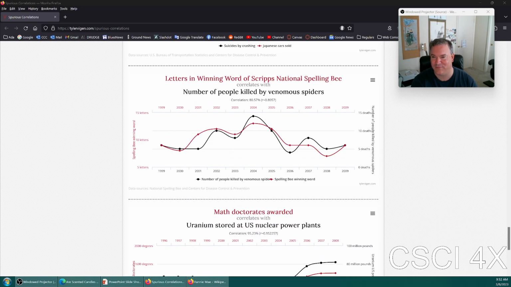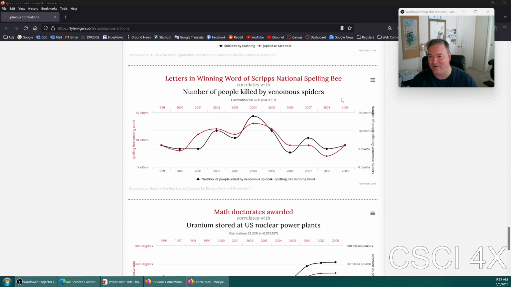Letters in the winning word of Scripps National Spelling Bee correlates with number of people killed by venomous spiders. Again, we're doing fallacies right now. We're not being good critical thinkers. We're being the opposite of good critical thinkers. We are being internet people. And we're making a fallacy. We're doing the bad thing we're not supposed to do.